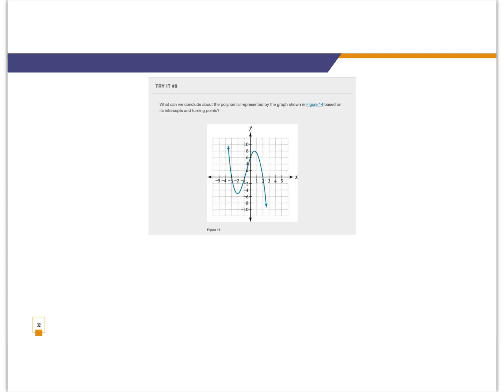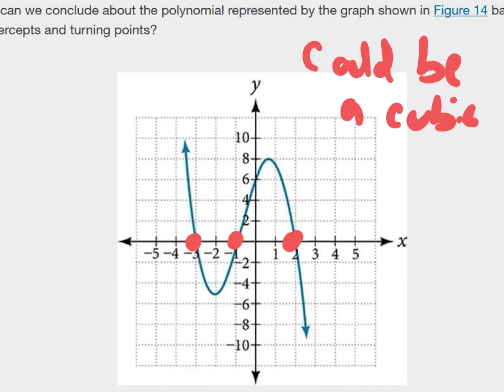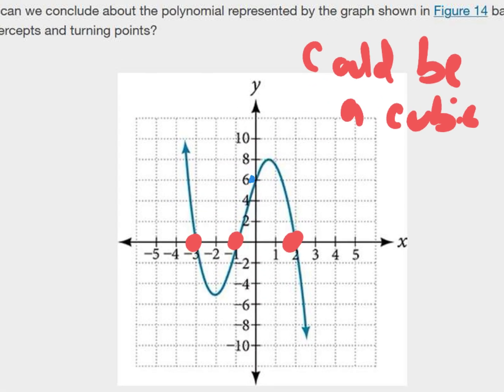It could be a cubic. How do I know? 1, 2, 3 zeros, could be a cubic. And what else do I see? I see a y-intercept here. Let me zoom up here. It's somewhere up in here. Looks like 0.6. Looks like 0.6.